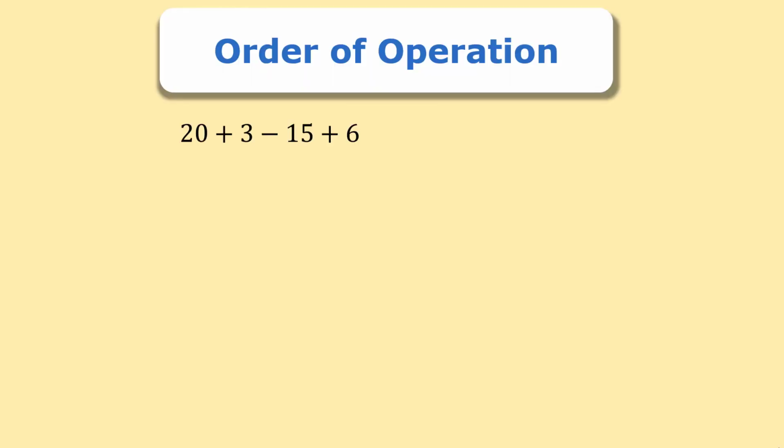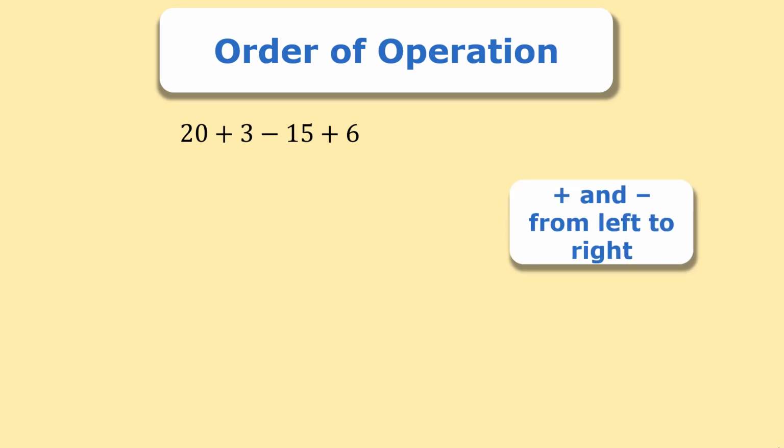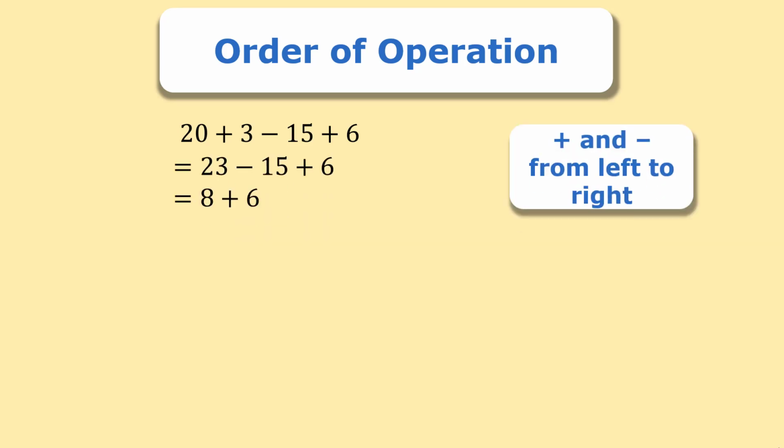Let's simplify this expression. Since it's just addition and subtraction, we work from left to right. 20 plus 3 is 23, minus 15 plus 6. 23 minus 15 is then 8, plus 6, and that is equal to 14.